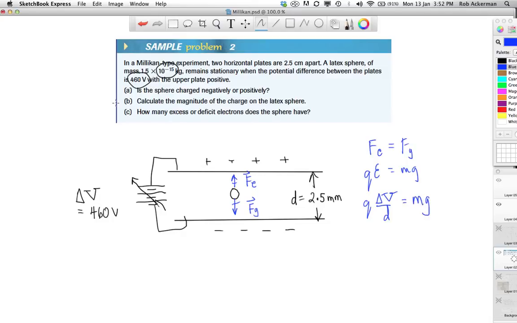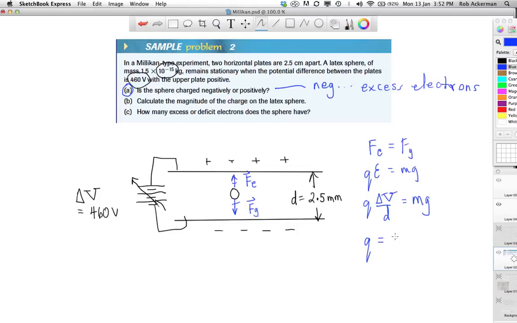And so now, question A. Is the sphere charged negatively or positively? Well, I see it's being repelled from the bottom, attracted to the upper plate. Attraction to positive, repulsion from bottom, must be negatively charged, the oil droplet, which is going to mean there are excess electrons on it. When it was charged by friction, it gained electrons. Okay?